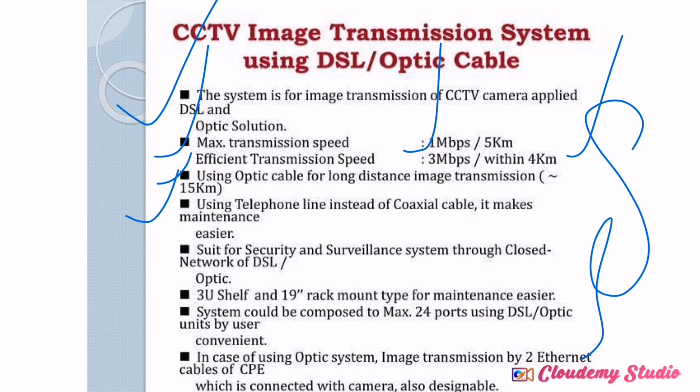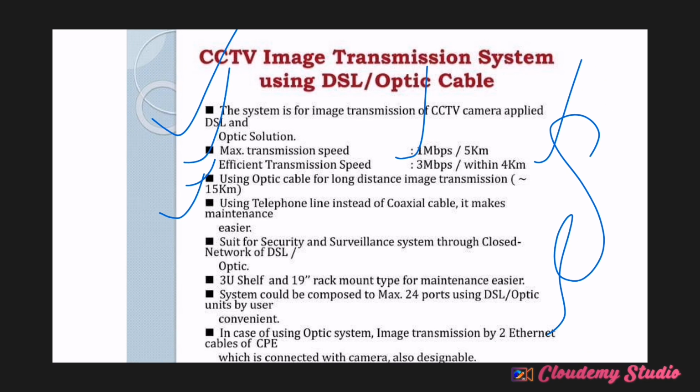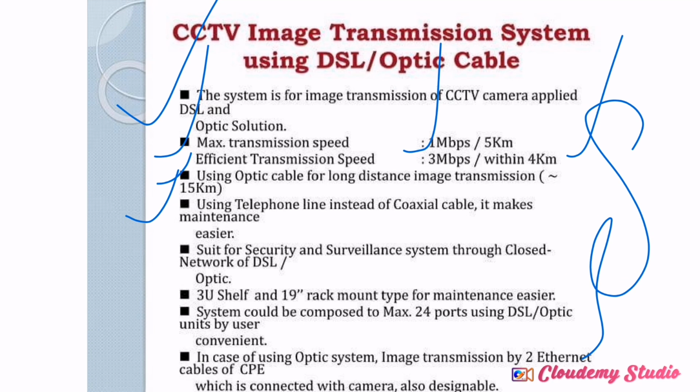Okay, then suit for security and surveillance system through closed network of DSL. So what are they trying to say here? Let me finish. 3U shelf and 19 rack mount type for easier maintenance. System could be composed of max 24 ports using DSL or optic units by user. Then in case of using optic system, image transmission by 2 Ethernet cables of CPE, which is connected with the camera, also designable.